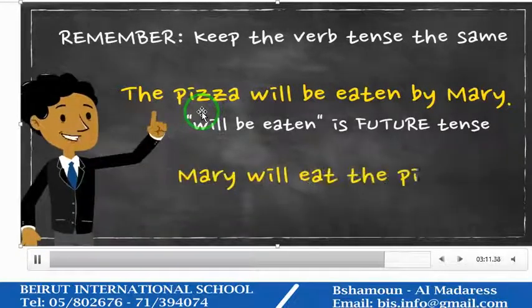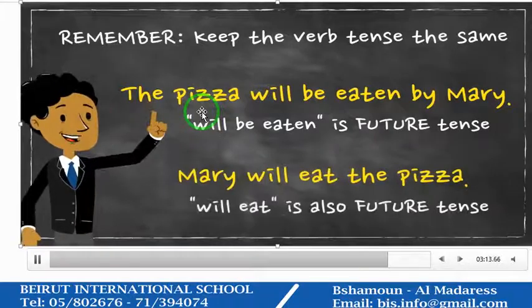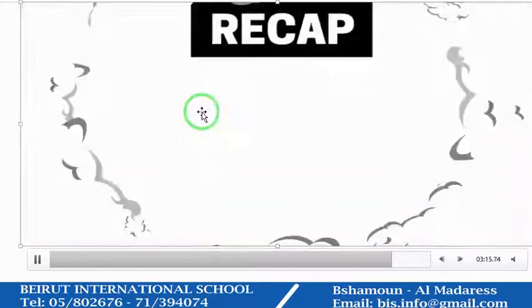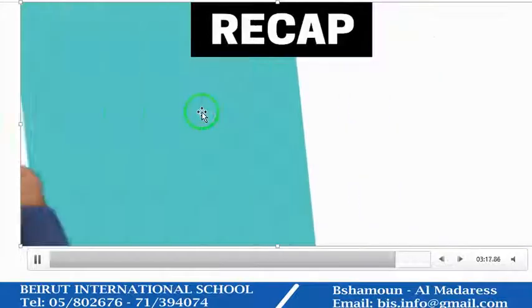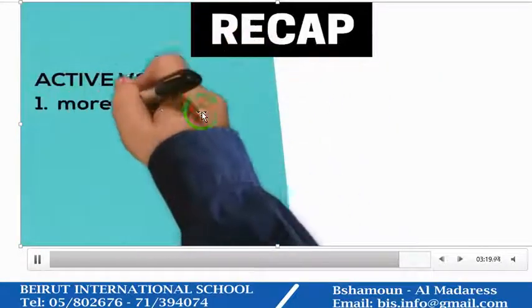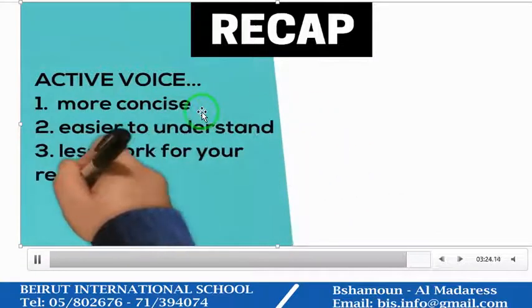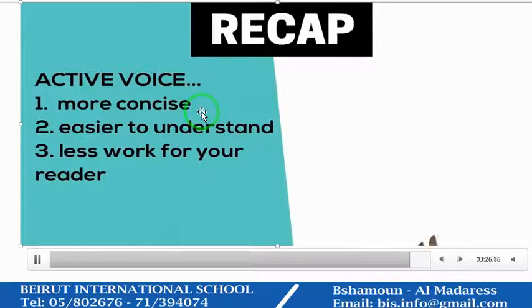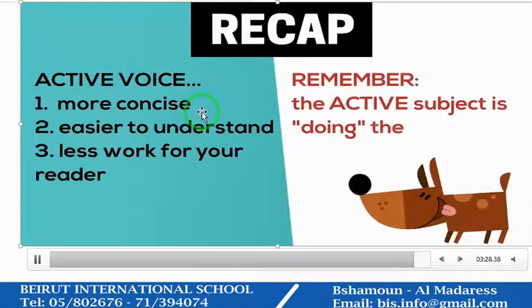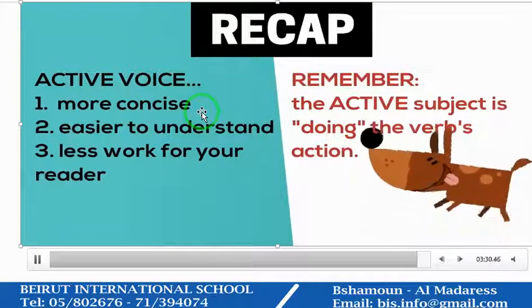Remember, keep the verb tense the same. The pizza will be eaten by Mary. Will be eaten is future tense, so therefore in the active voice you will have will eat. Active voice, more concise, remember guys, that's a recap, easier to understand and less work for your reader. Remember, the active subject is doing the verb's action.